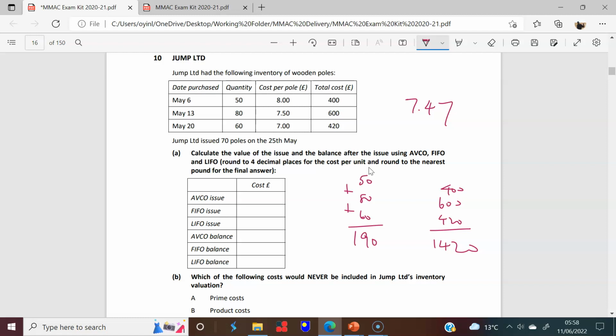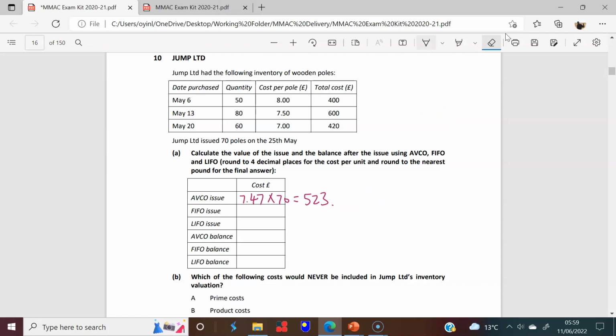So a number of things. If we're talking about the issue, you issued 70 polls, so that's £7.47. Leave that in your calculator. 7.47 times 70 polls leaves you at 523. 523 if you're doing it that way. So I'll just erase that so I have space for the others.